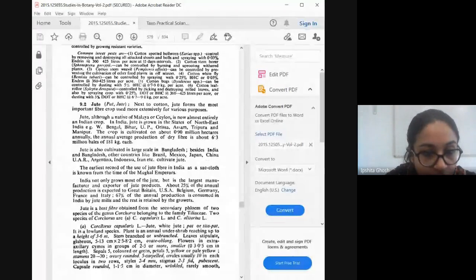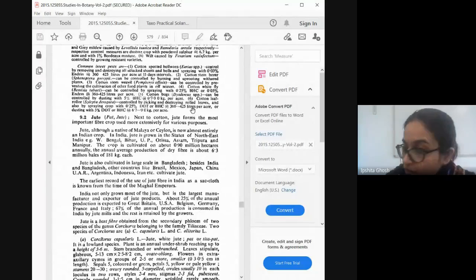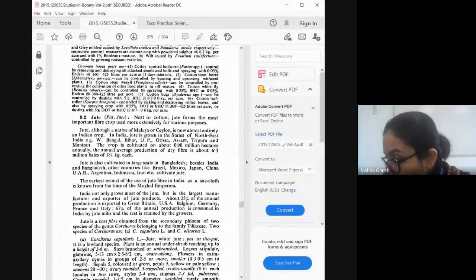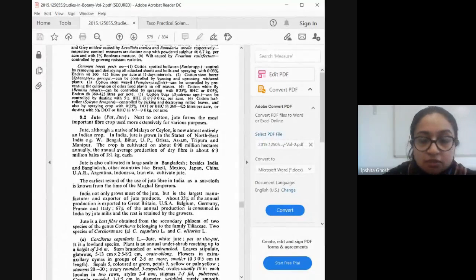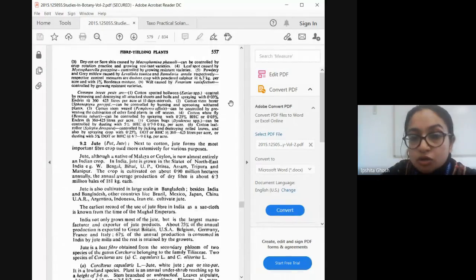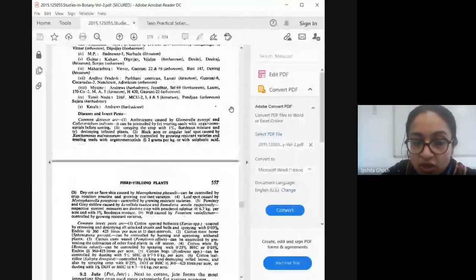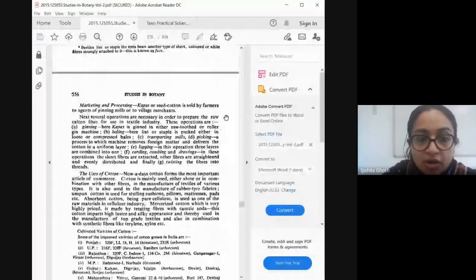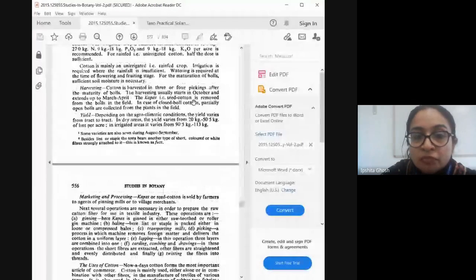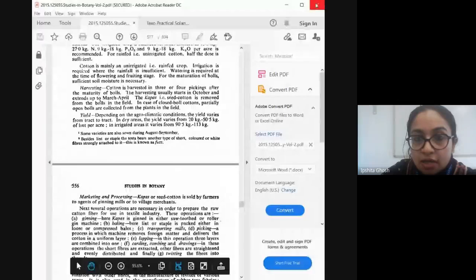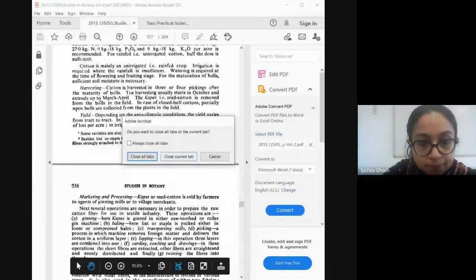Then we have jute, but for now I think we will keep it at cotton. The basics of cotton you should be remembering. It will be too much if I go into jute, and it will be confusing for you also. So I'm just closing this.